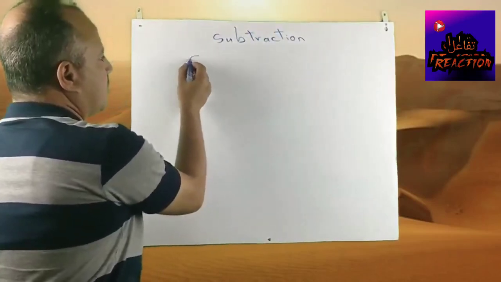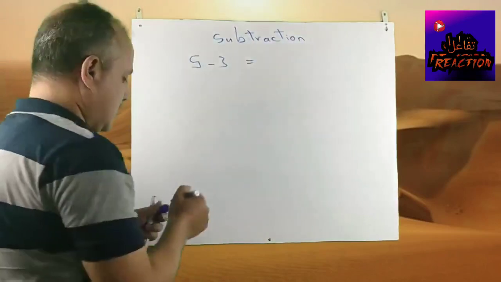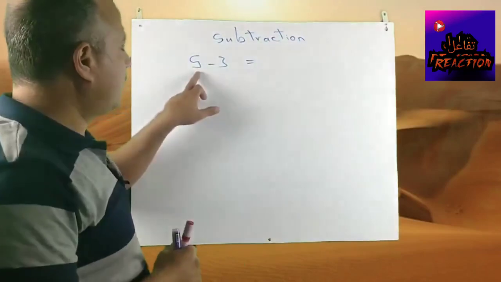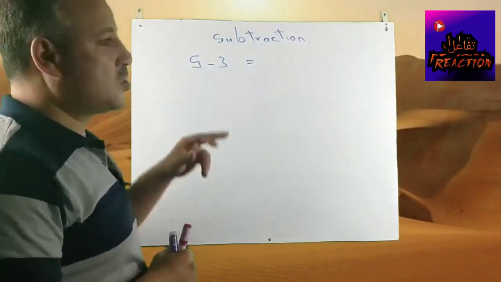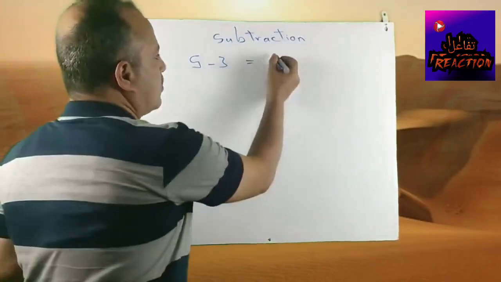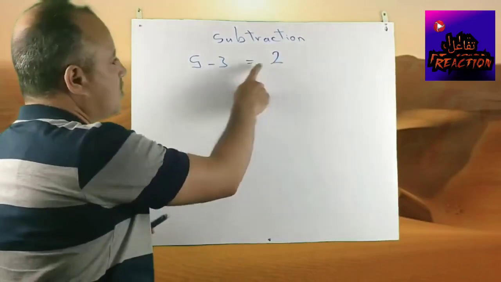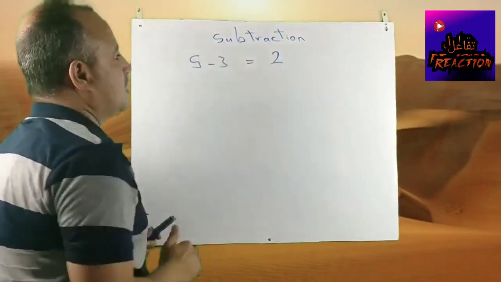For example, if you say 5 minus 3 equals, what does 5 minus 3 mean? You mean that you have 5 and you will subtract 3 from 5. So what is the remainder? The remainder is 2. So 5 minus 3 equals 2. That's what we mean by subtraction.